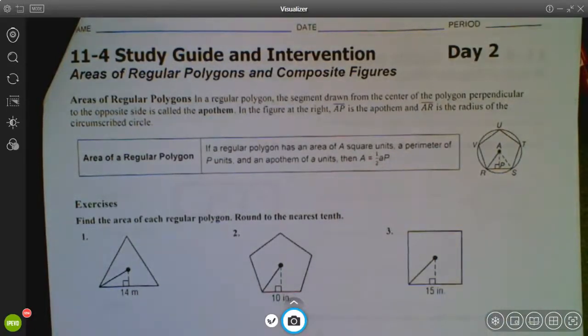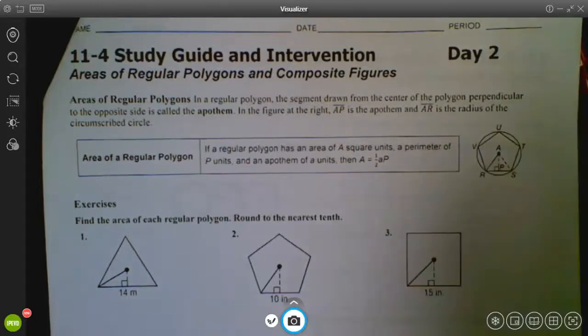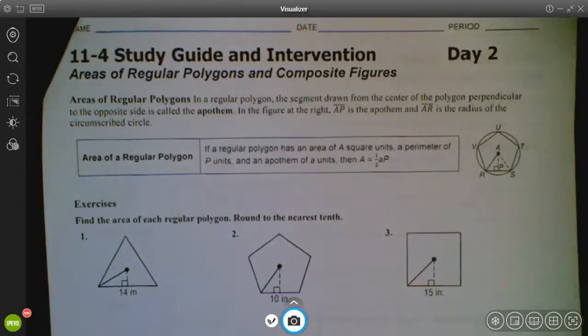So in the first part of this lesson, we already went through the whole process of how do you get the apothem and how do you get the perimeter, right? And so we already went through that. That was really the hard part because all you have to do now is plug it into this formula.